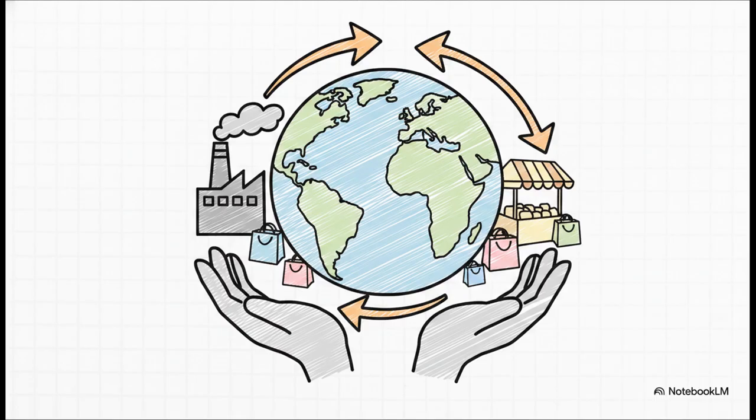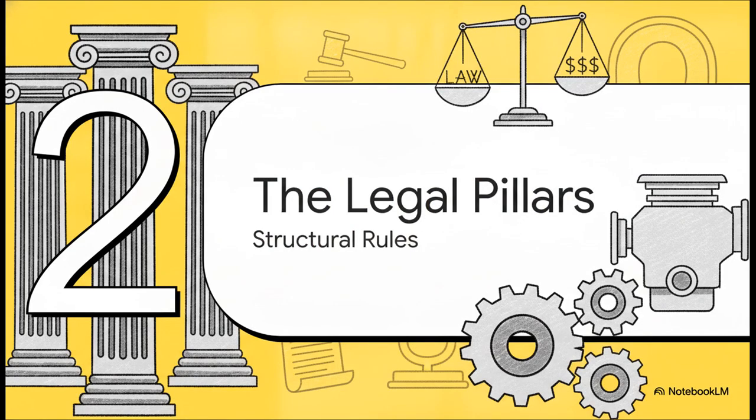And just to establish the sheer scale and credibility of this model, it is the oldest economic system in existence, and it's actively driving the absolute largest markets in the world today. We're talking the US, the UK, Canada, and France. Moving right along to Section 2, the legal pillars. Let's look at the actual structural rules that make this whole engine viable.